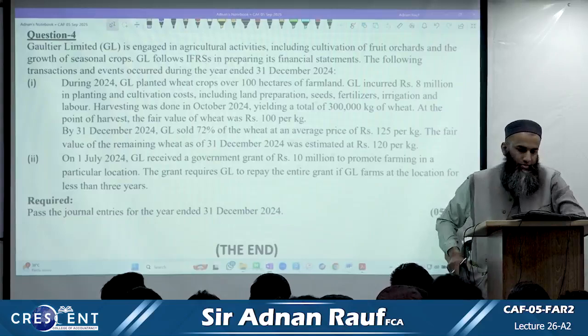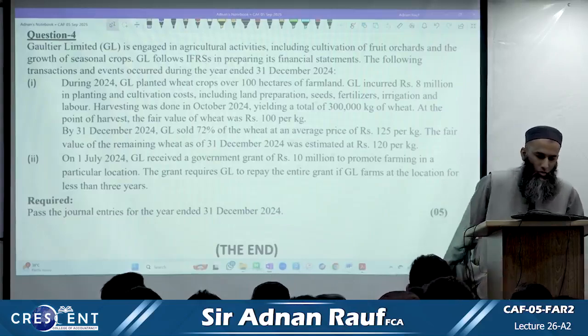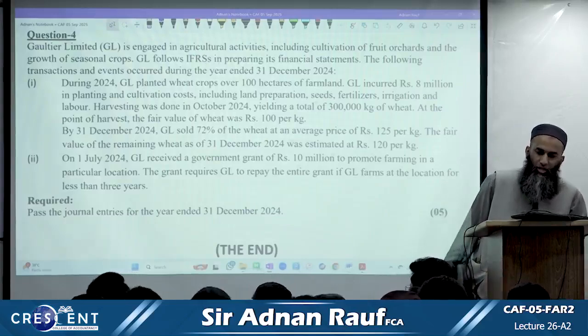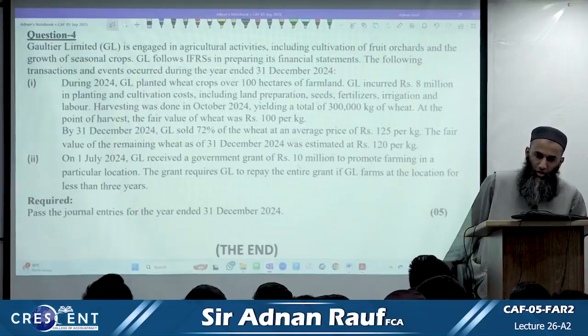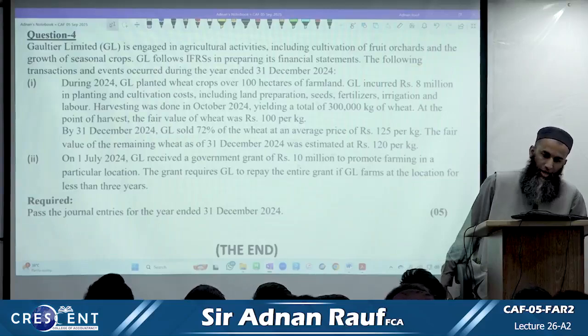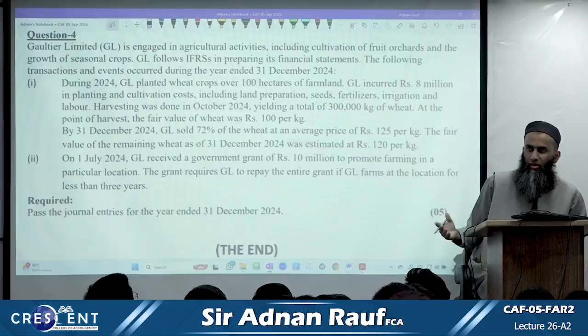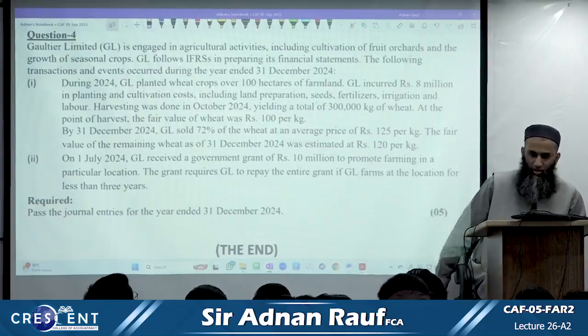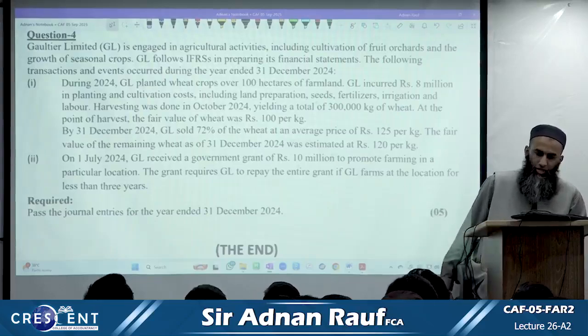Everyone will become a little attentive for this. Galtier Limited is engaged in agricultural activities including cultivation of fruit orchards, planting fruit plants, and the growth of seasonal crops. And the crops that are seasonal, sometimes potato crop is planted, sometimes something else. AGL follows IFRS in preparing its financial statements. The following transactions and events.